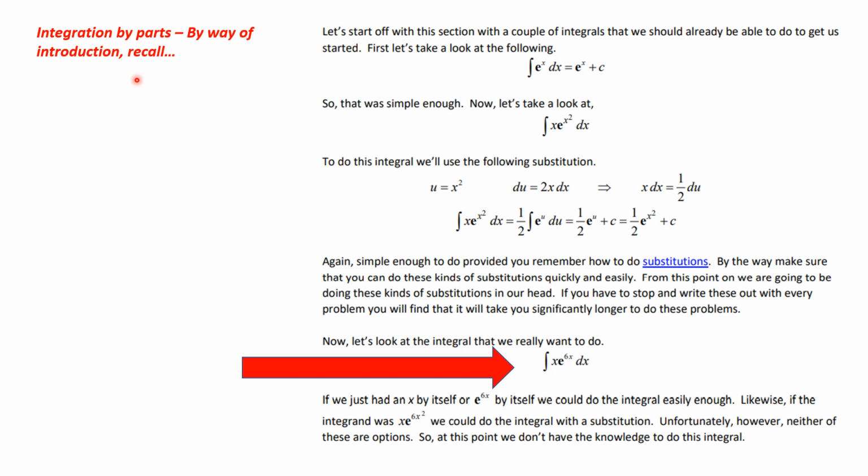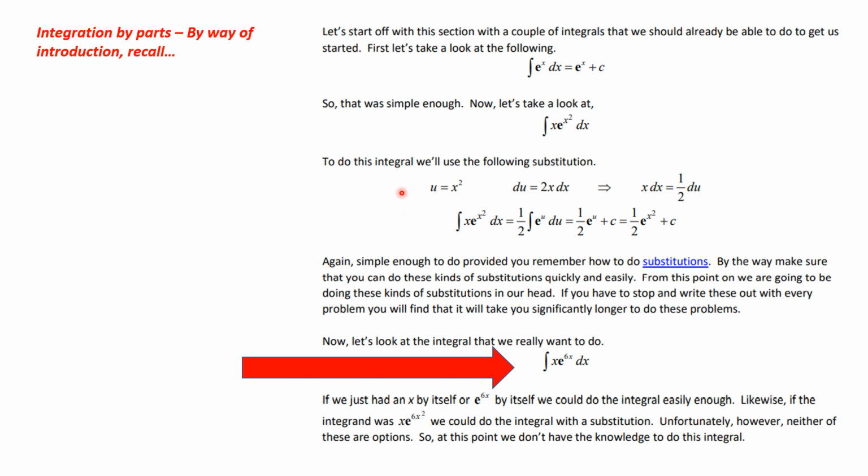By way of introduction, recall that the integral of e to the x dx is e to the x plus c, where c is a constant of integration. Again, this is an indefinite integral. So that's simple enough. Let's look at another problem. Suppose we had the indefinite integral of x e to the x squared dx.